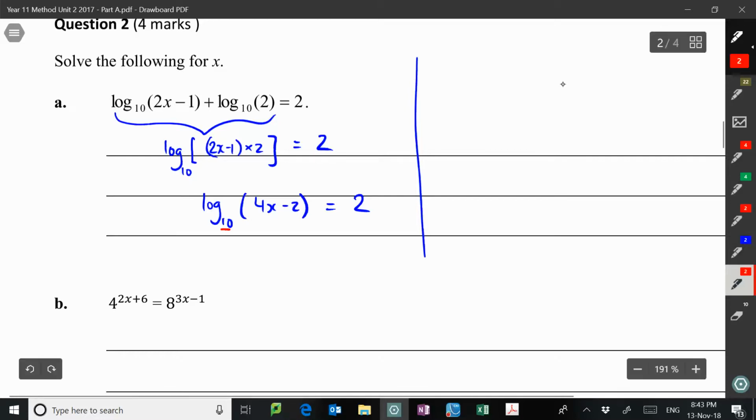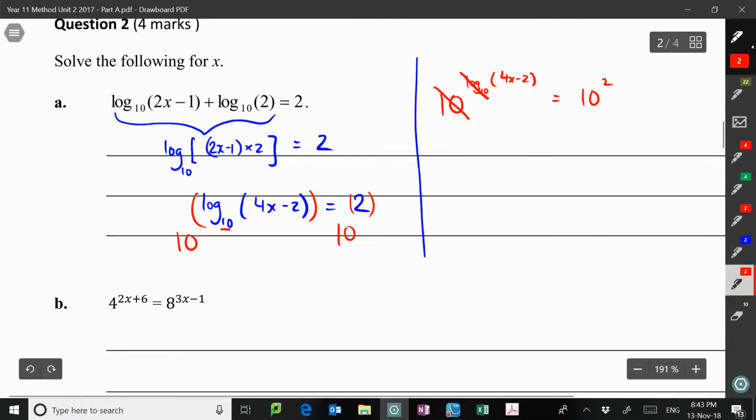So here we go. On the left-hand side, I'll say 10 to the power of the entire thing, and then 10 to the power of 2 on the right-hand side. If you're confused about what I'm saying there, I'm doing exponential base 10 to the power of log base 10 of 4x minus 2. I'm balancing the equation, and then 10 to the power of 2. That's all I'm doing. But the nice thing is the inverses will cancel out.